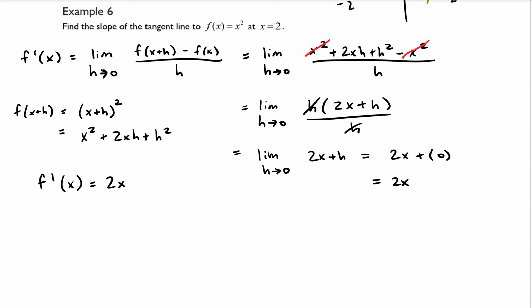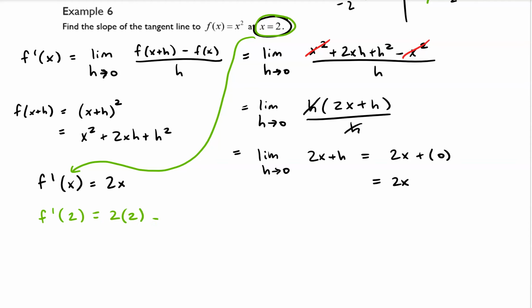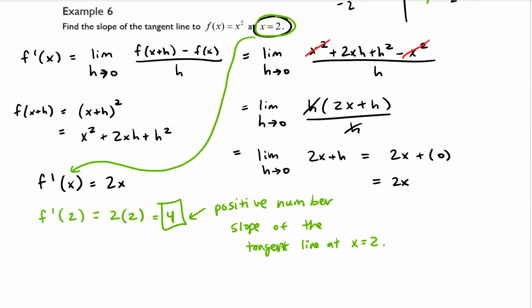Now you might be wondering, how does that give us the slope of the tangent line? Well, it turns out that if you take the x value that you are wondering about, you can just plug that into the derivative function, and that will tell you the slope of the tangent line. So f prime of 2 is equal to 2 times 2, which equals 4. And 4 is a positive number, and it is the slope of the tangent line at x equals 2. And remember, from our drawing up above, we said that it should be positive. So this is our final answer, 4.